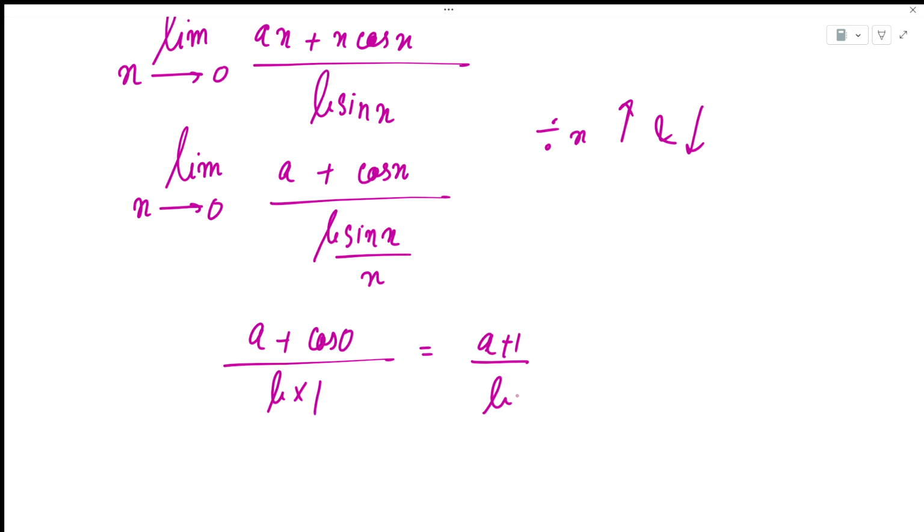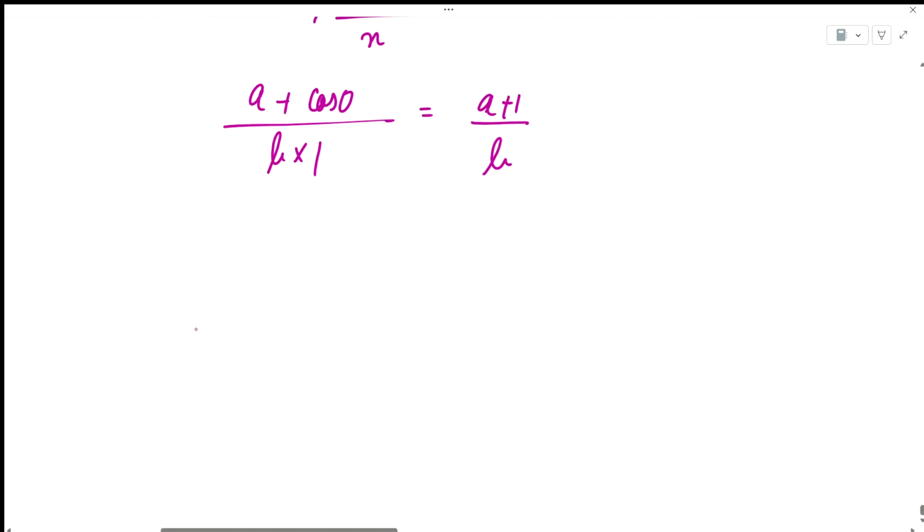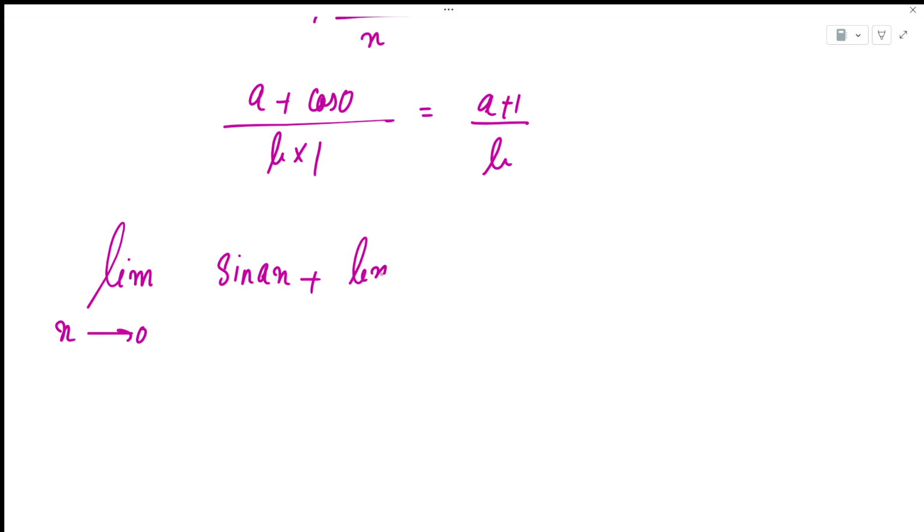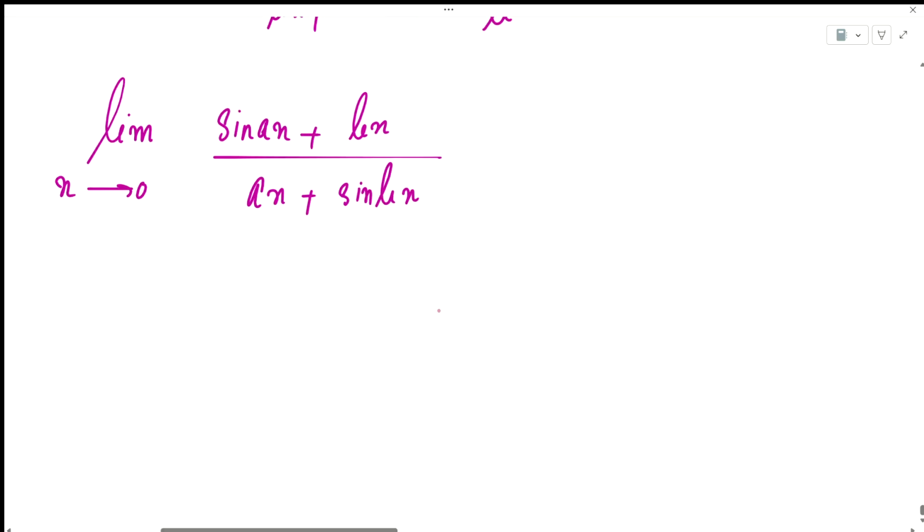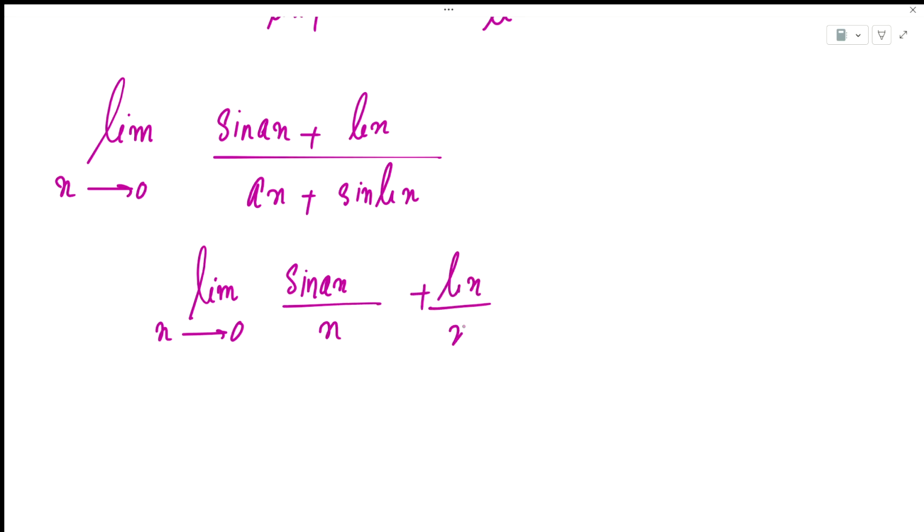Moving on to the next question, we have limit x tends to 0. This is sin(ax) plus bx divided by ax plus sin(bx). Again, it's the same idea. Basically we will have to divide both top and bottom by x. So we will have sin ax upon x plus bx upon x, and this is ax upon x plus sin bx upon x.